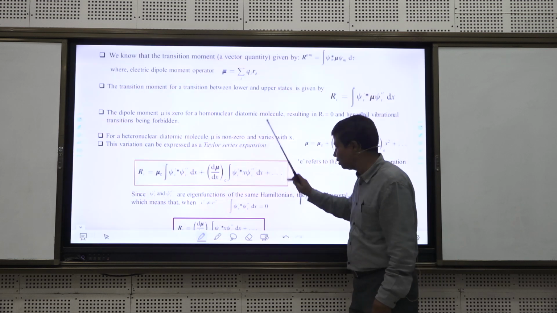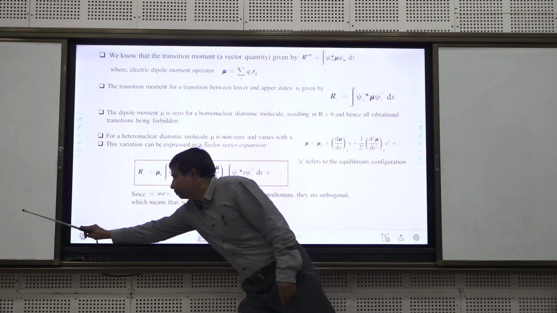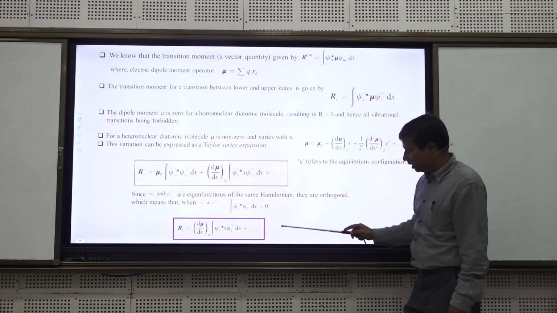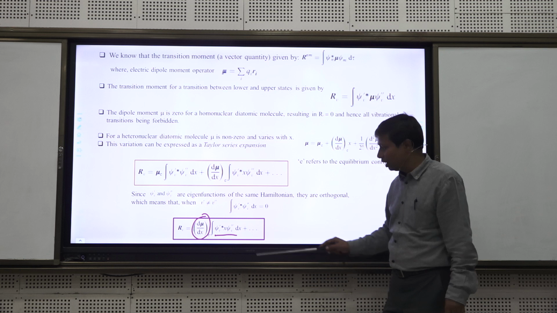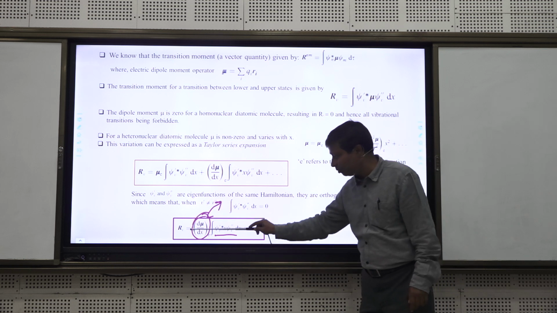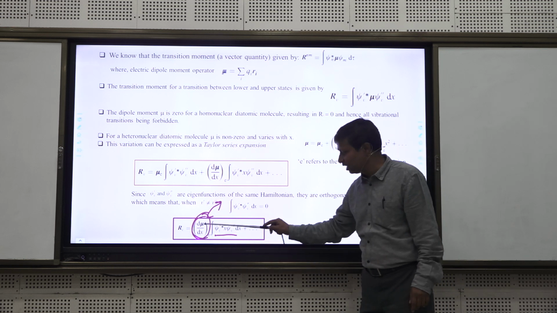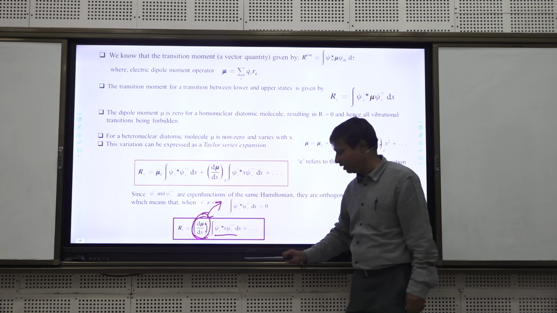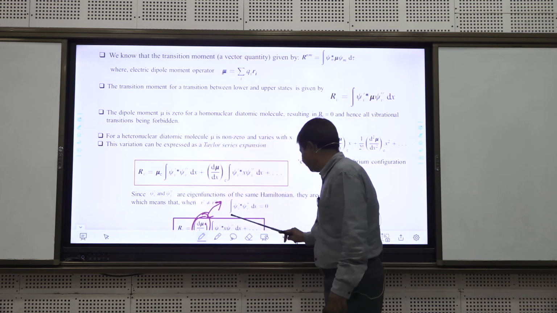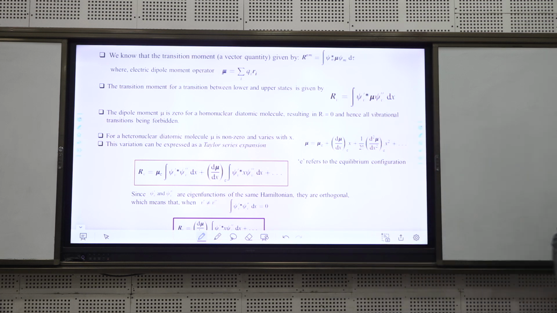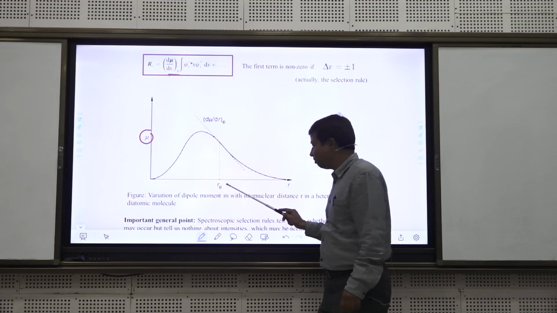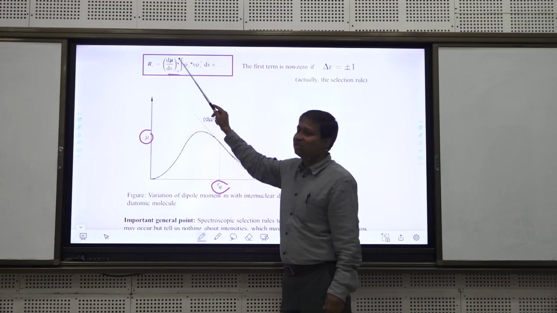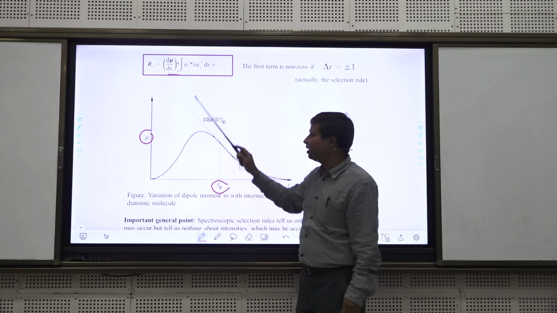So if you see this term, it consists of this one and this one. So let us see what this term is. This is the change in the dipole moment with the change in the displacement. So we are talking about this term. If you plot the dipole moment mu versus displacement, then this is the slope. d mu by dx is the slope.